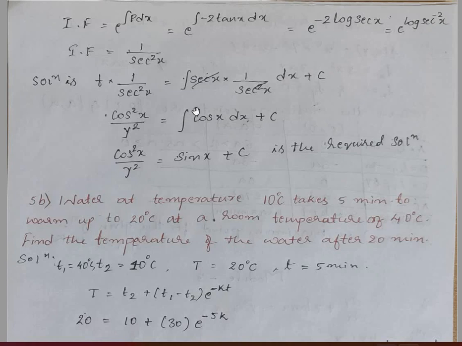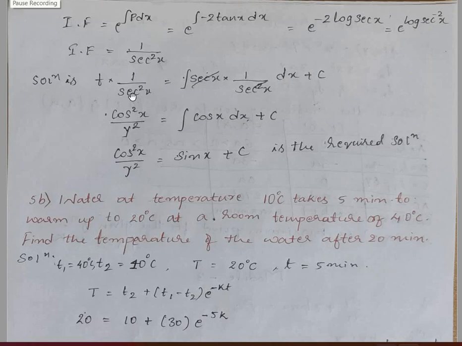I think here I have left out minus 2. You can write down minus 2 here. So the final answer will be minus 2 sin x plus c. Cos square x divided by y square is equal to minus 2 sin x plus c. Don't forget about the correction. I told you that here I have left out the q value, which is minus 2 secant x. So write down minus 2 secant x, then multiply each value by minus 2. You are going to get the answer.